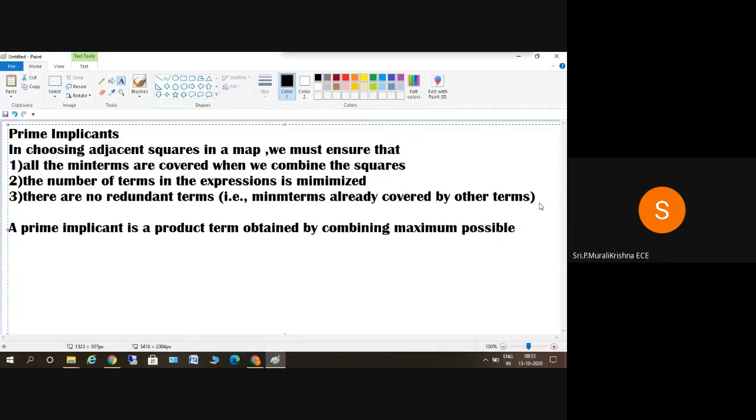You will come across problems where you may be asked to list out the prime implicants and mention which are essential. You have to know this term also. A prime implicant is a product term obtained by combining the maximum possible number of adjacent squares.